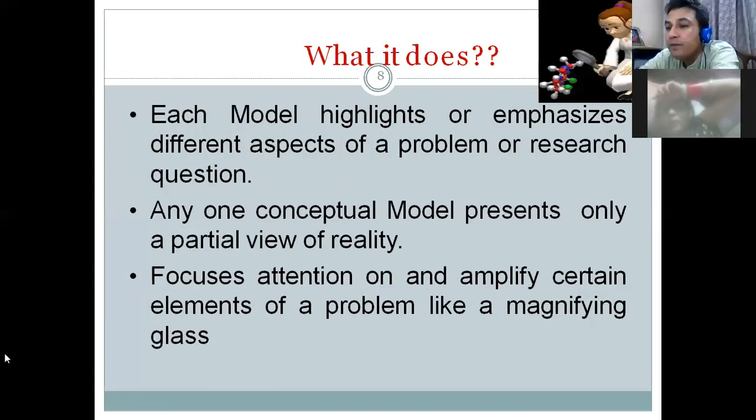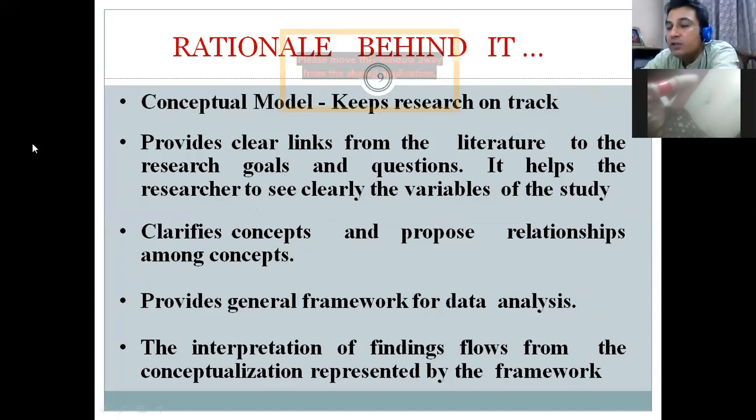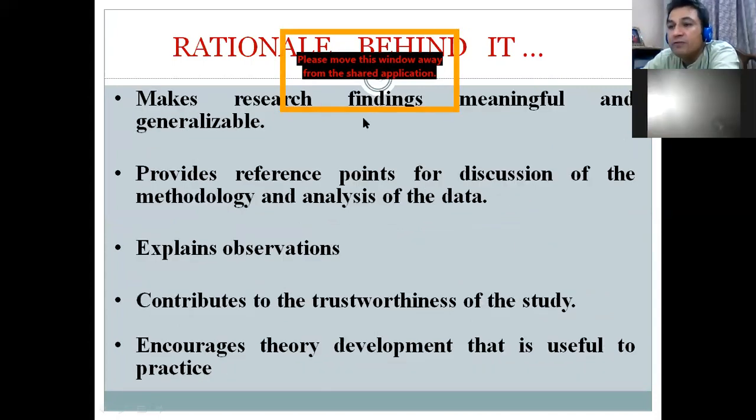Each model is going to, so these aspects are very important and I will share my slides with you afterwards. You can just focus upon that. Each model has to highlight or emphasize different aspects of the problem or research question. So one model is not going to say one thing, but in totality, they are going to have different assumptions and hypotheses which have been established in the form of relationships. So every relationship is very, very important. The rationale is it has to keep the research on track. Number one, it is in line with the previous literature. It is going to clarify the concepts and purpose of the relationships. And finally, it is a general framework.